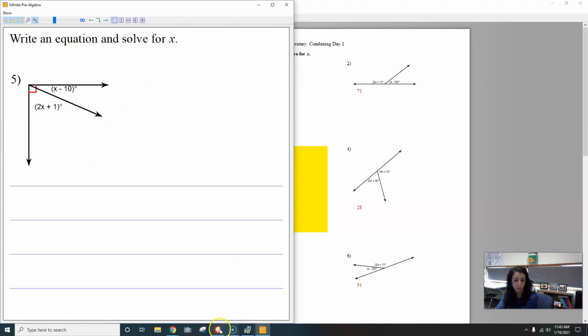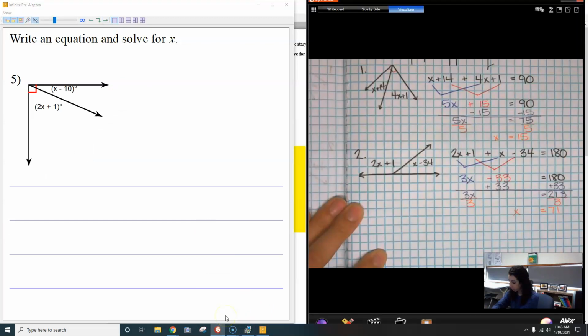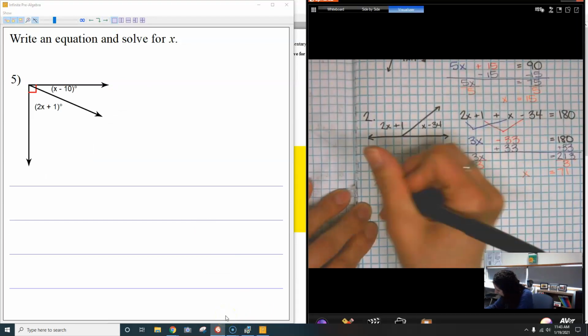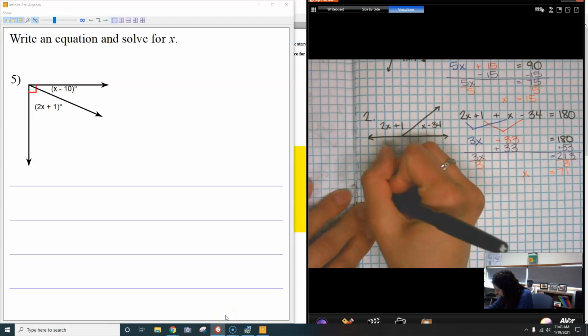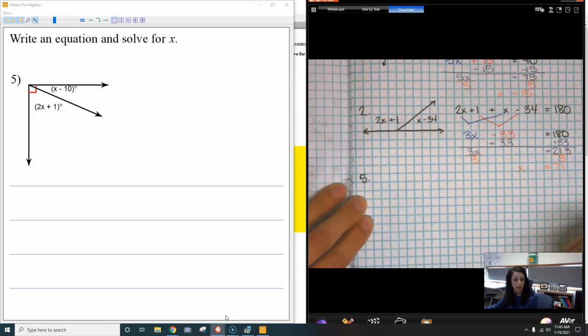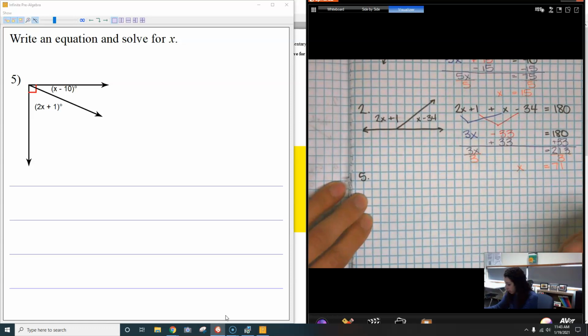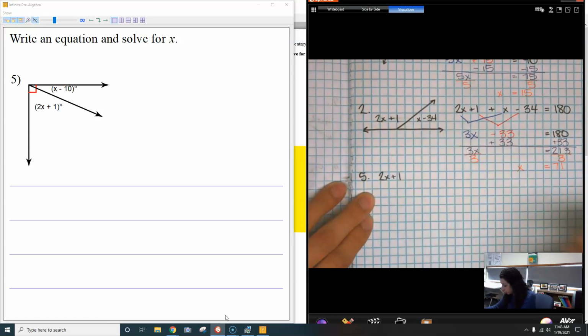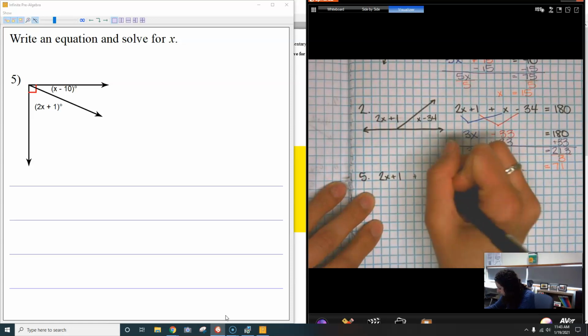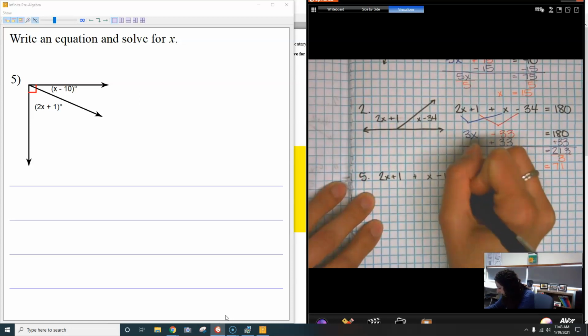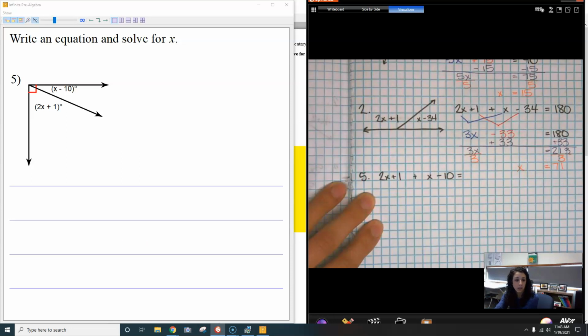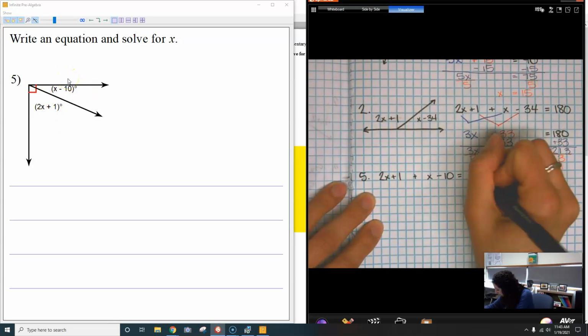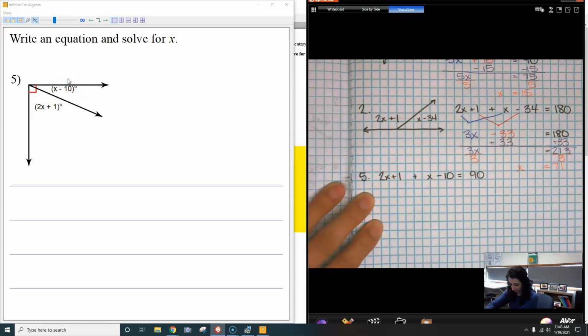So I'm going to go to number 5. I'm not going to draw the diagram. I'm just going to write it down. Number 5. All right, I have 2 angles. Angle 1 is called 2x plus 1. Angle 2 is called x minus 10. And if I add those 2 angles together, this piece plus this piece, it equals 90 degrees. So this is a complementary relationship.